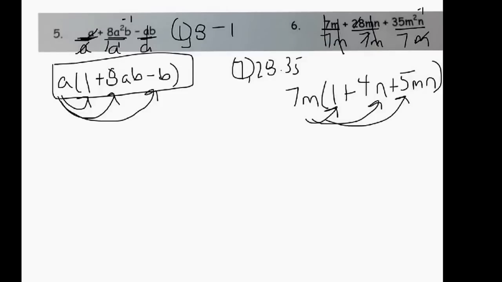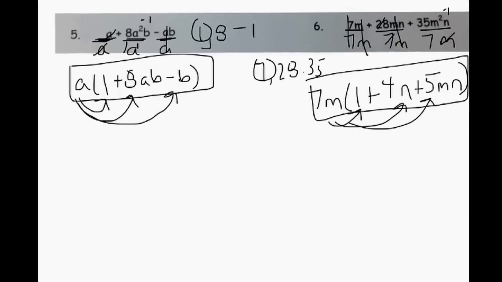7M times 1 is 7M. 7M times 4M is 28M. 7M times 5M N is 7 times 5 is 35. M and M makes M squared with an N. So this does check out.